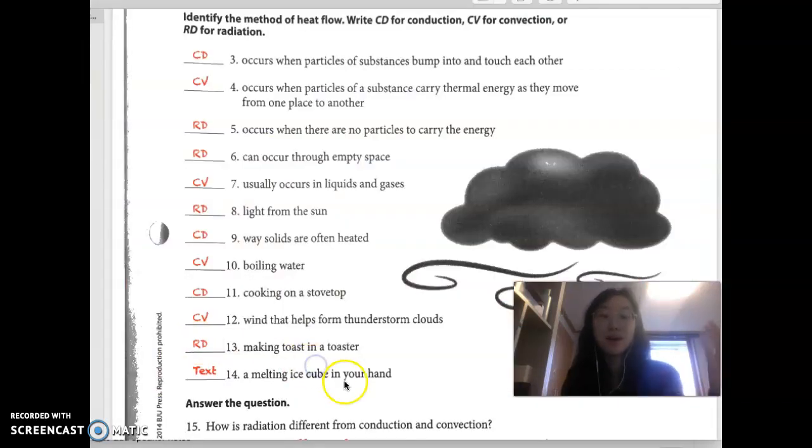And 14, a melting ice cube in your hand. That one's a little tricky. So think about an ice cube. You can even put one on your hand if you want. How is the heat transferring from your warm hand to the ice? Well, first of all, it's not radiation because you're touching it, right? It's direct contact. The ice isn't moving, so it's conduction.